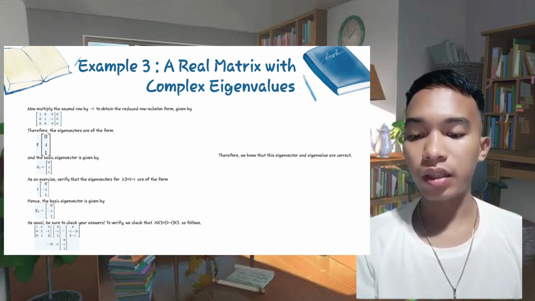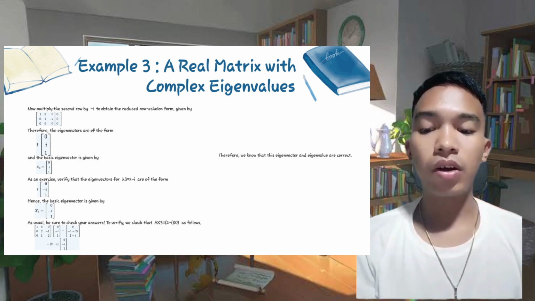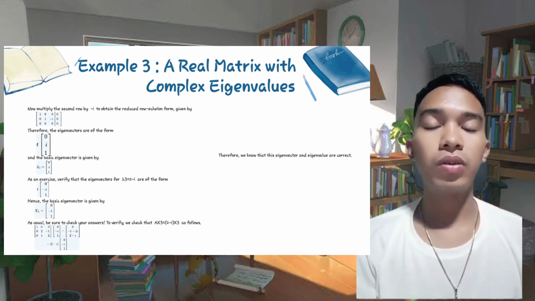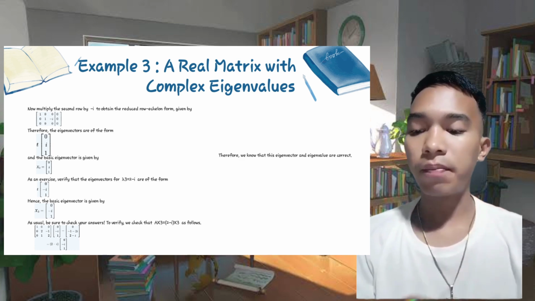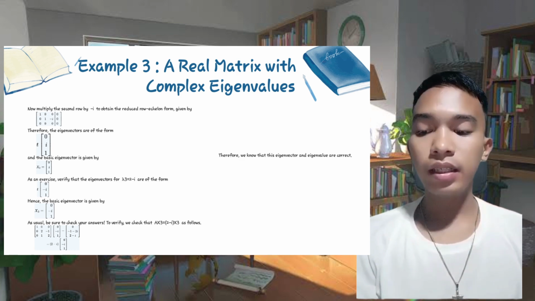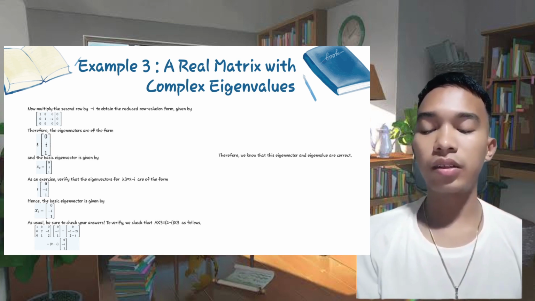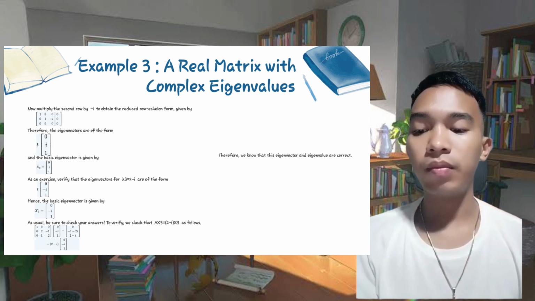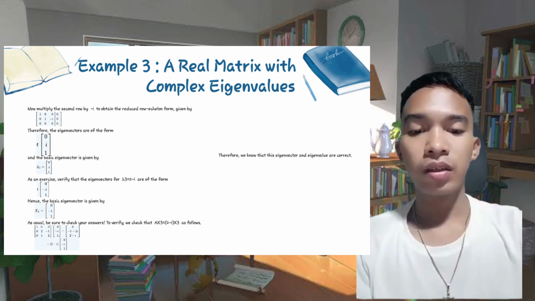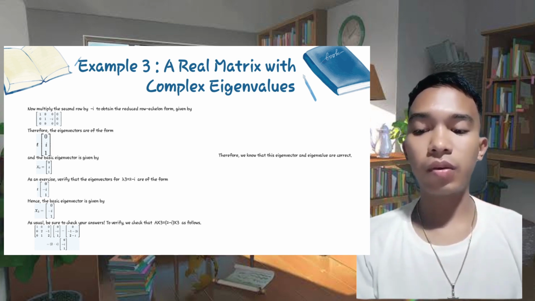To verify, we check that A x3 equals (2 minus i) x3 as follows. The matrix with columns (1, 0, 0), (0, 2, 1), (0, negative 1, 2) times (0, negative i, 1) equals the third column (0, negative 1, 2), and we check that A x3 equals (2 minus i) x3 as follows.